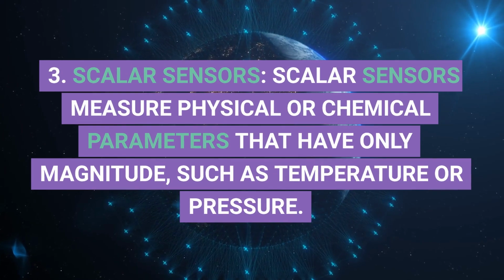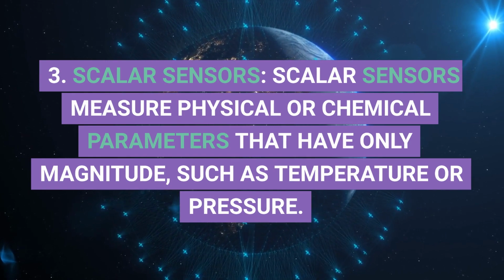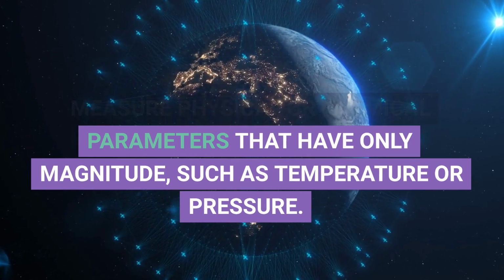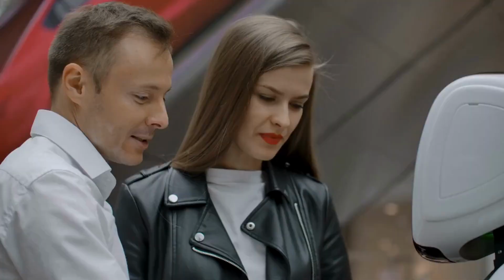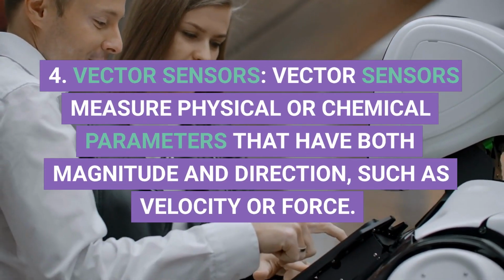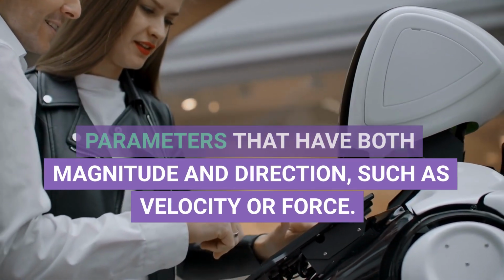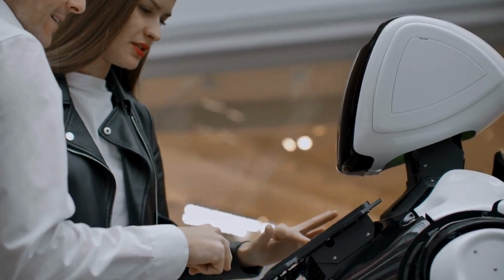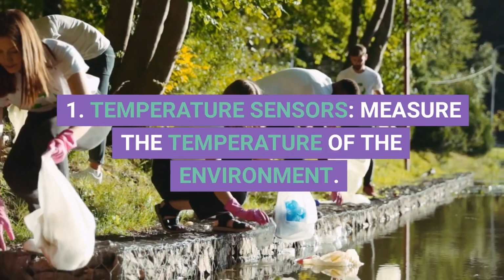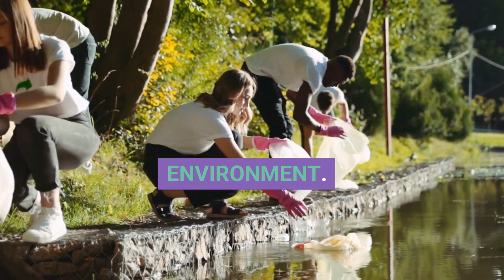3. Scalar sensors. Scalar sensors measure physical or chemical parameters that have only magnitude, such as temperature or pressure. 4. Vector sensors. Vector sensors measure physical or chemical parameters that have both magnitude and direction, such as velocity or force.